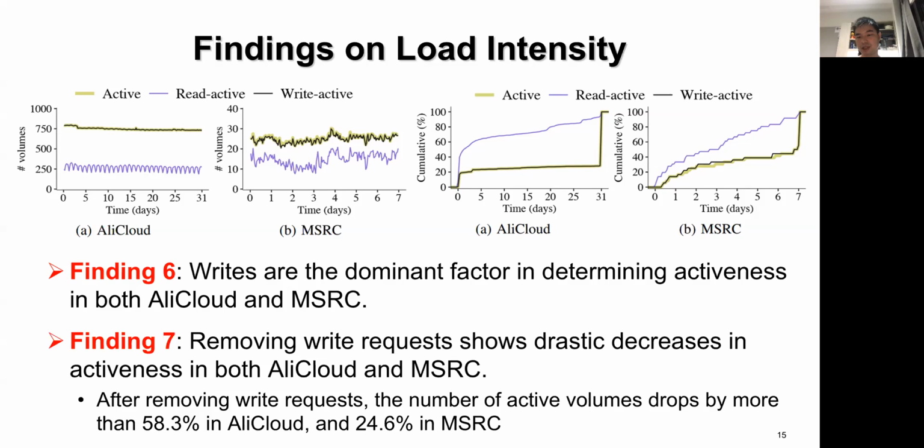Figures on the left-hand side show that the number of active volumes drops by more than 58.3% in Ali Cloud and 24.6% in MSRC. Until now, we have discussed 7 findings on load intensity. Then we will turn to the part of findings on spatial patterns.